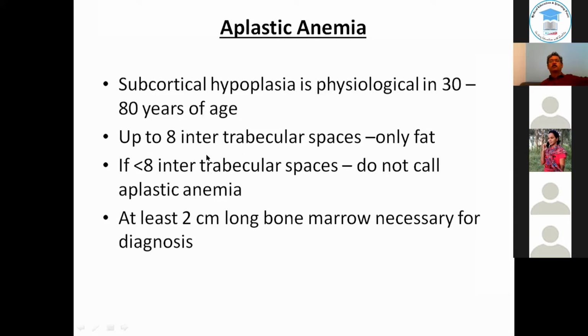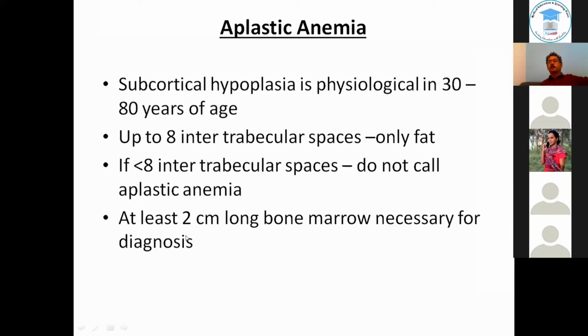If there is only fat in the first 8 intratrabecular spaces, or largely fat, you can make a diagnosis of aplastic anemia. If there are fewer than 8 intratrabecular spaces which contain fat, do not rush into a diagnosis of aplastic anemia. Discuss the case with your hematologist.